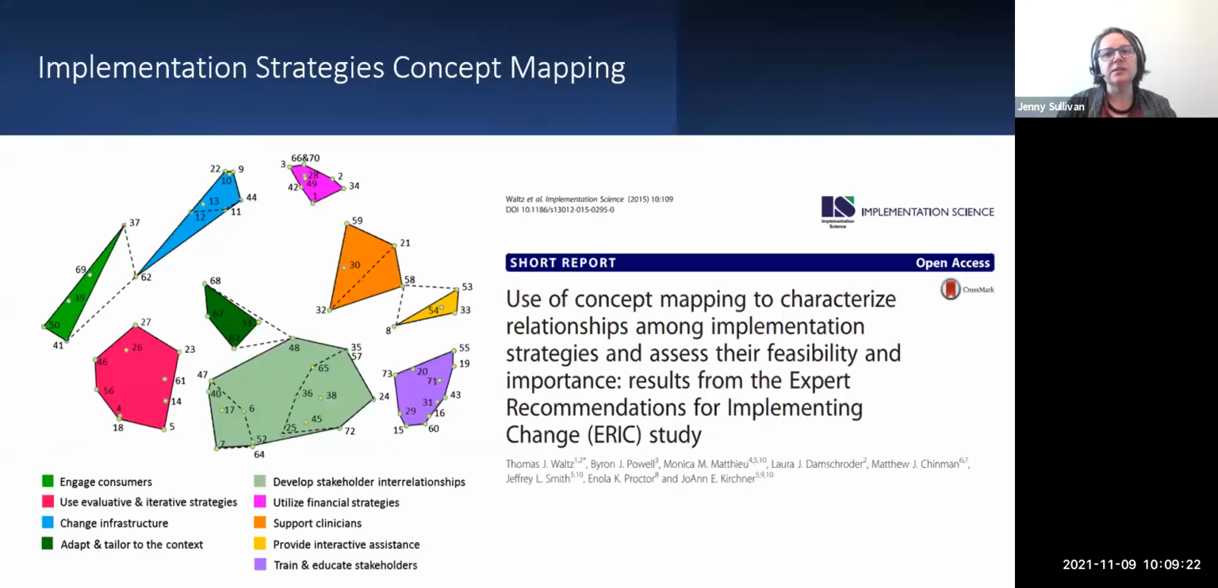Now, following this work, an additional study then used concept mapping to group these 73 strategies into 9 categorizations, as you can see here in this image. So concept mapping involves generating, structuring, and analyzing ideas to create a visual map of concepts that are rated on specific dimensions. So for example, importance or feasibility.